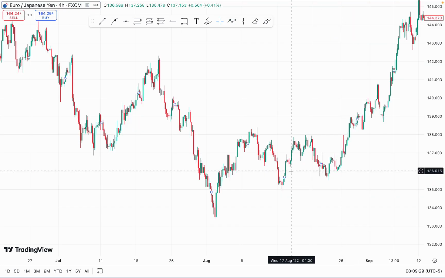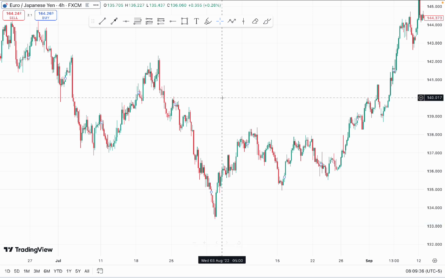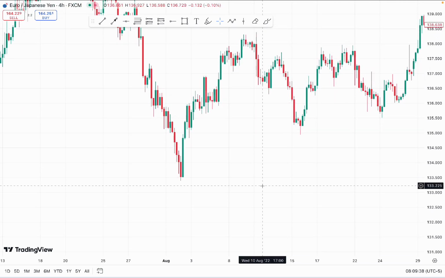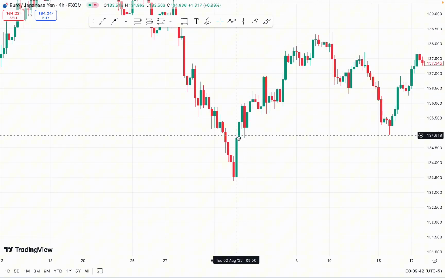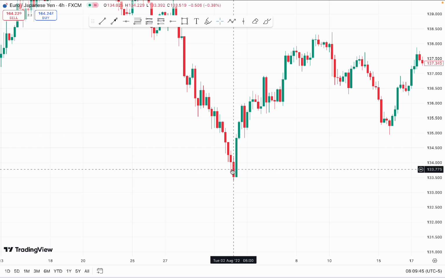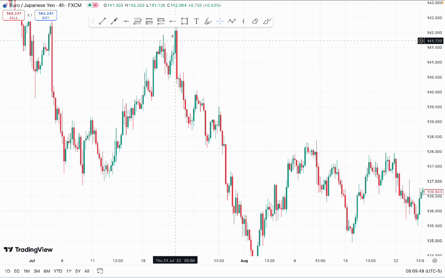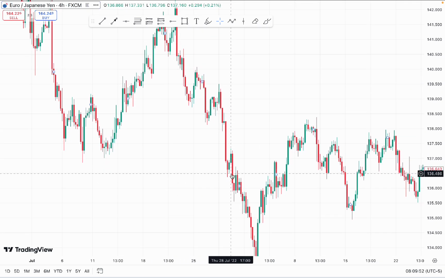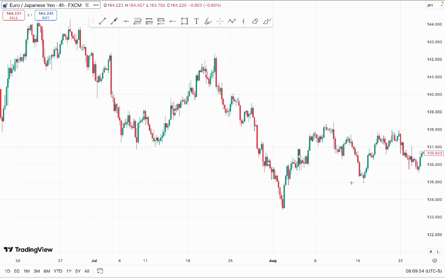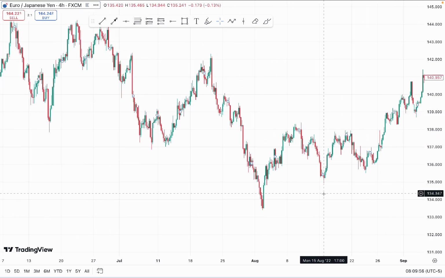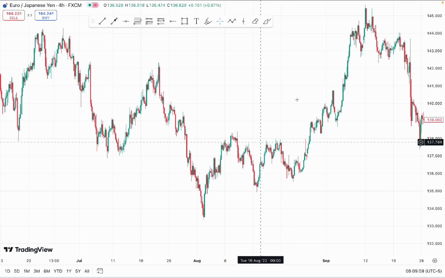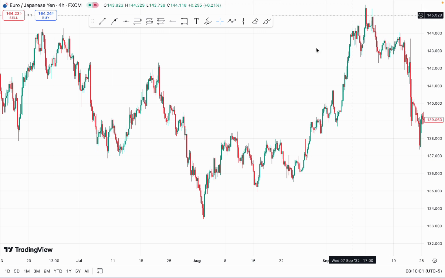Here is an example of a bullish engulfing candle, and let me zoom out for you. We can see a green candle that is engulfing the last previous red candle, and we've had a downtrend for a while. This is a very good example of a bullish engulfing candle, and we can also see where the trade took us to. It went way higher.